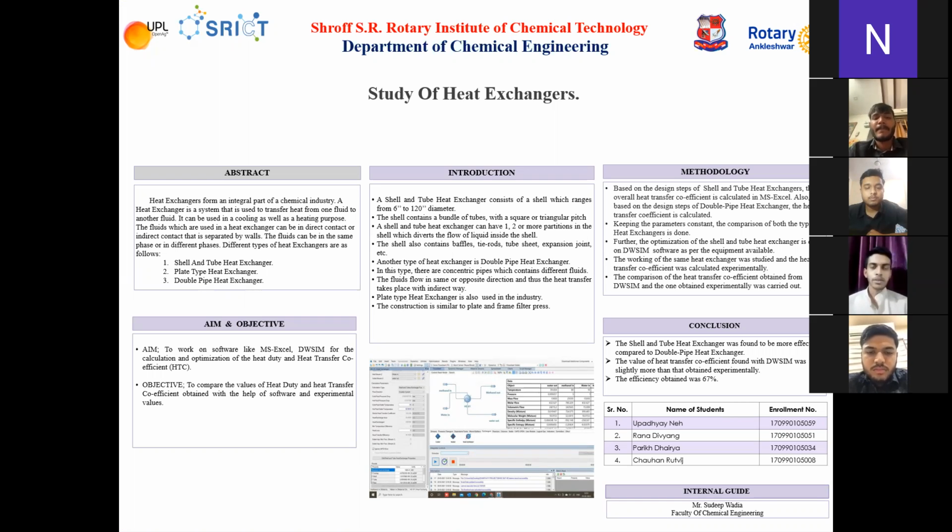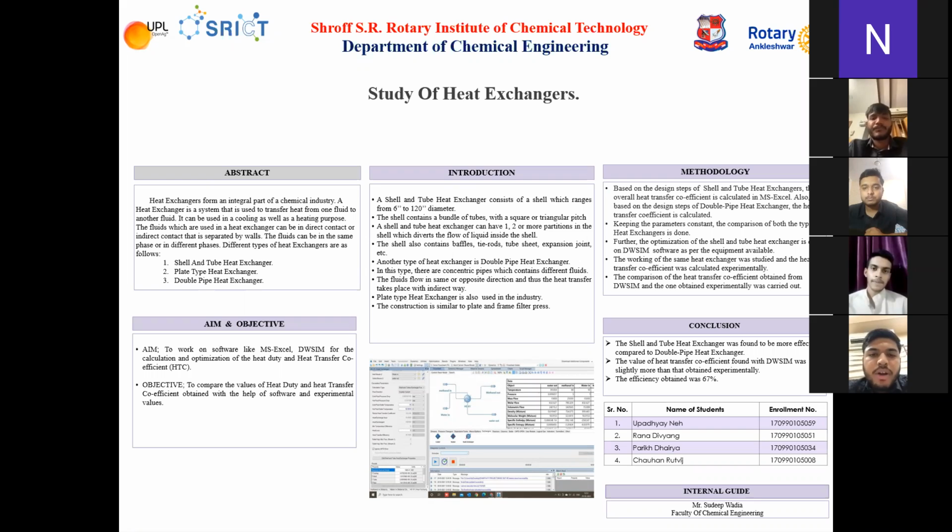Hello all, my name is Ruthvit Chauhan. Our aim is to work on software like MS Excel and DWSIM for the calculation and optimization of the heat duty and heat transfer coefficient. Our objective is to compare the values of heat duty and heat transfer coefficient obtained with the help of software and the experimental values.